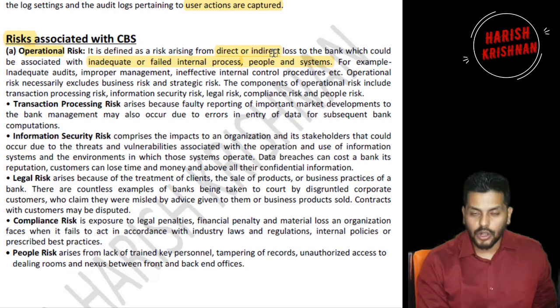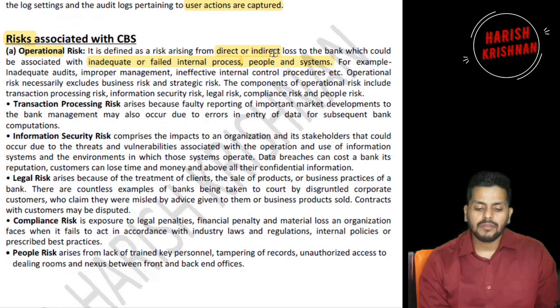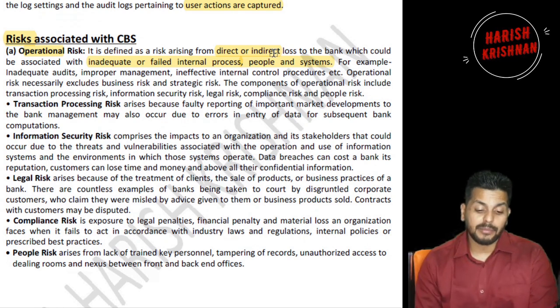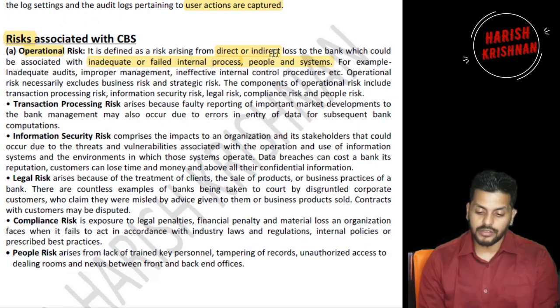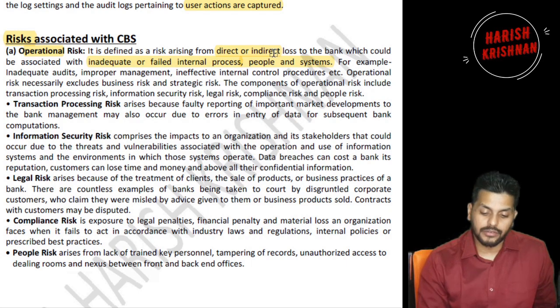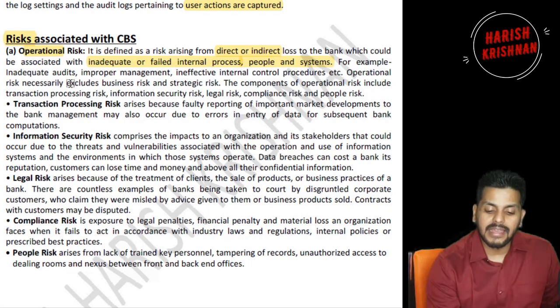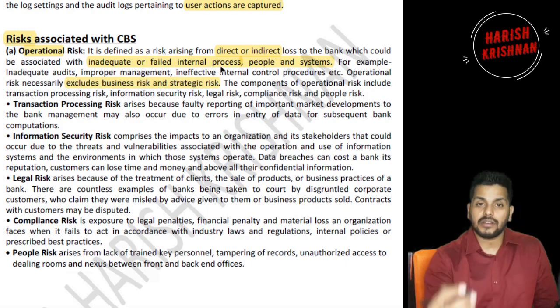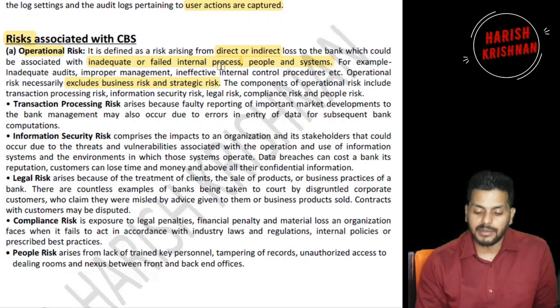What can go wrong? That is the story there. For example, audit is not done properly, inadequate audits, improper management, ineffective internal control procedures, etc. Operational, so all those are lack of operational aspects, so that could prove to be a risk. Operational risk necessarily excludes business risk and strategic risk. If you see the next point, they'll be discussed separately.